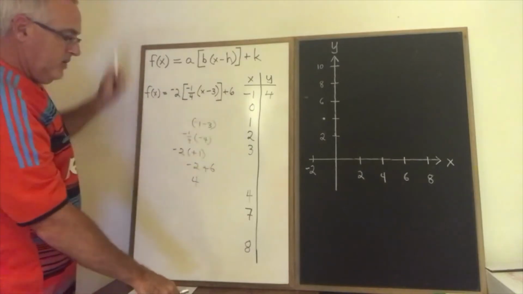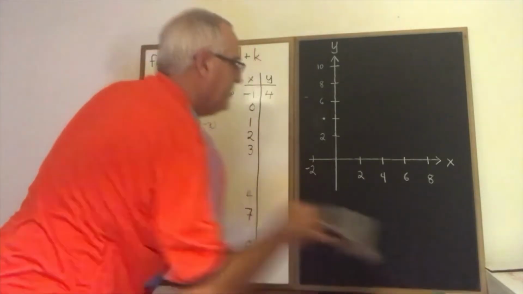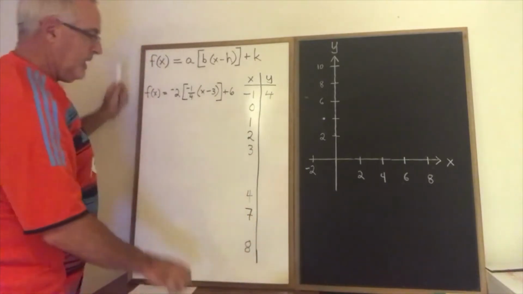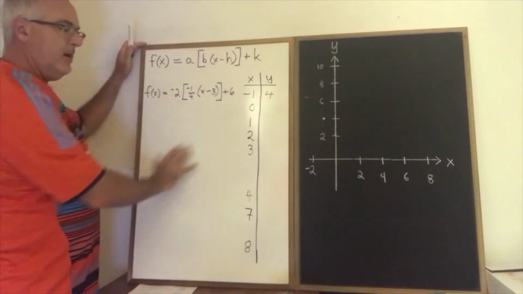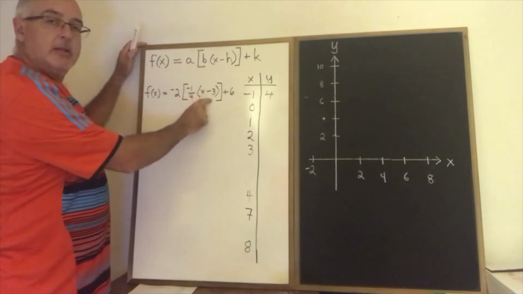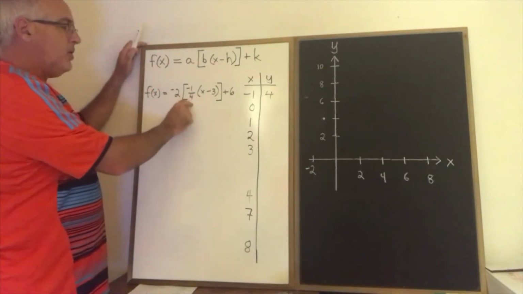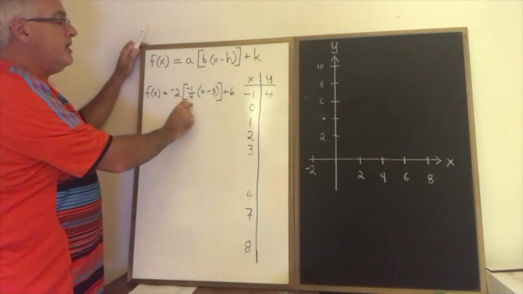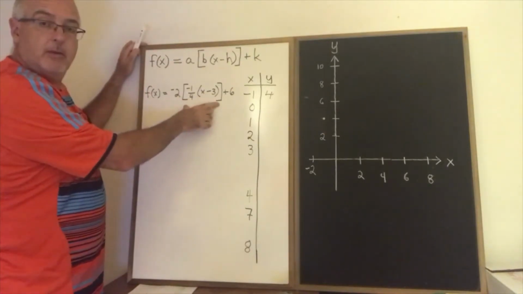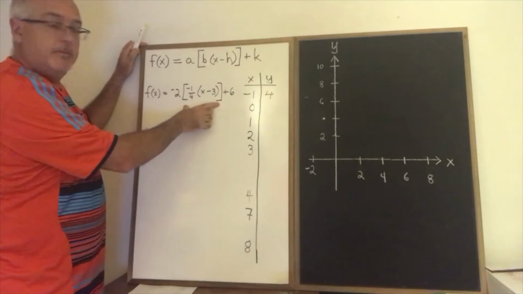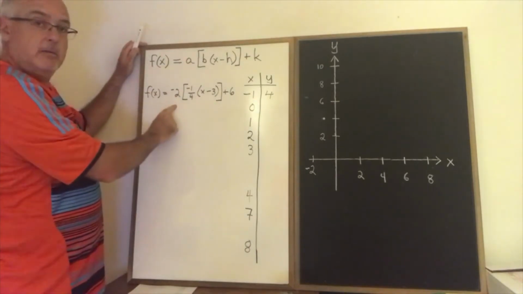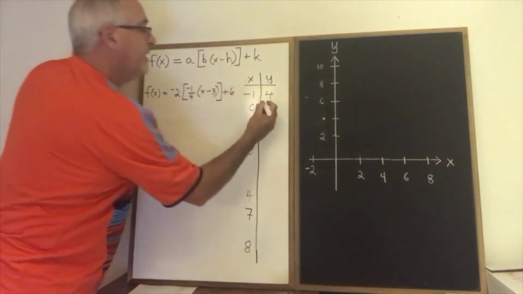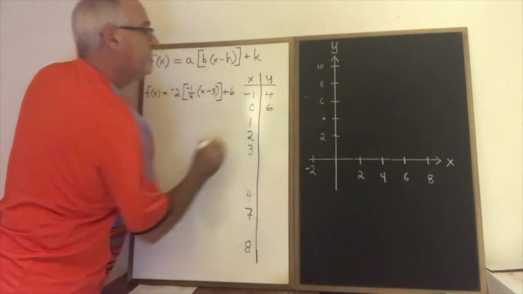If x is 0, I go through the same process again, but I'm not going to write it out this time. 0 minus 3 is -3. -3 times -1/4 is +3/4, or 0.75. The greatest integer less than or equal to 0.75 is 0. 0 times -2 is 0, and 0 plus 6 is 6. So my y-coordinate will be 6.